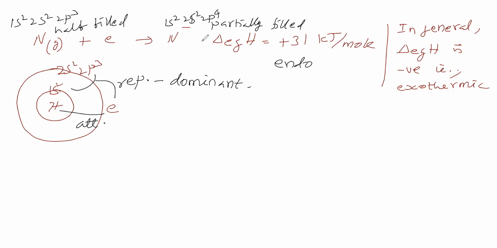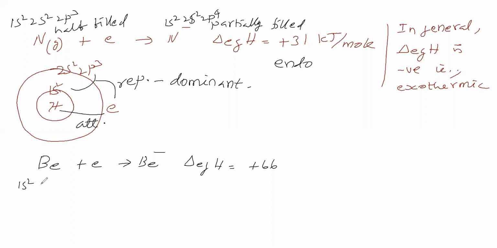Sir, which elements come in this category? In which cases does electron gain enthalpy come as endothermic? Generally it is exothermic, but endothermic is also possible in exceptional cases. What are those exceptional cases? Now we will take beryllium. Beryllium takes an electron and becomes Be minus. In this case, the electron gain enthalpy is plus 66 kilojoule per mole.